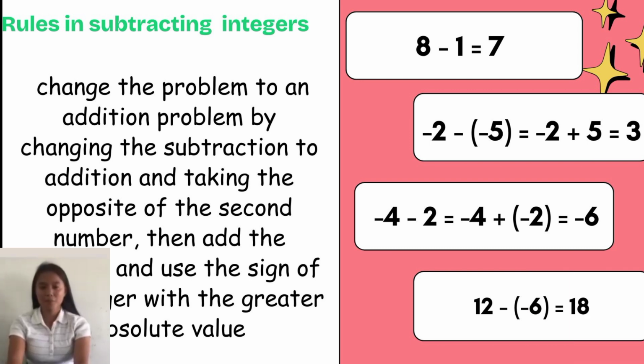For the last example, 12 minus negative 6. So proceed to addition and change the sign of the second term. So our second term is negative 6. It will now be positive 6. So 12 plus 6 is equal to 18.